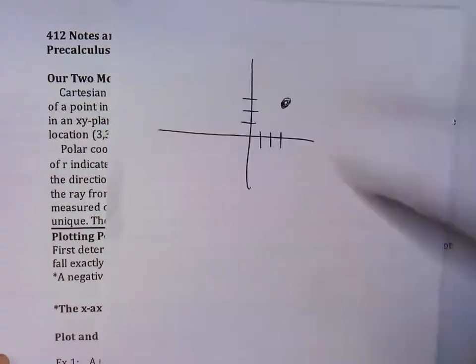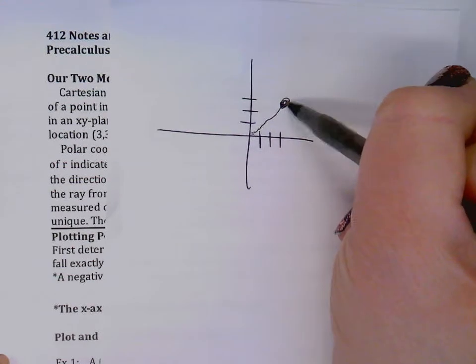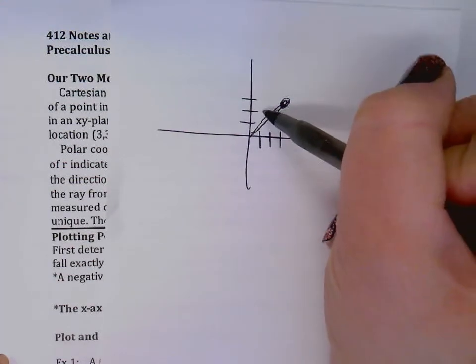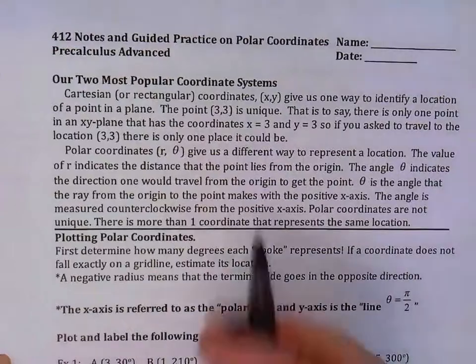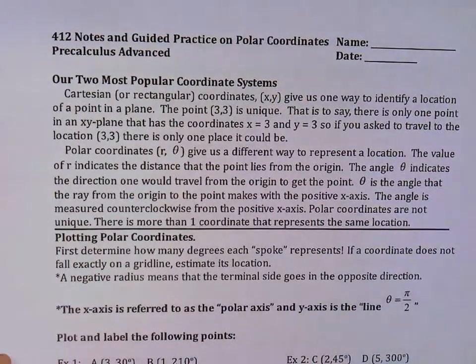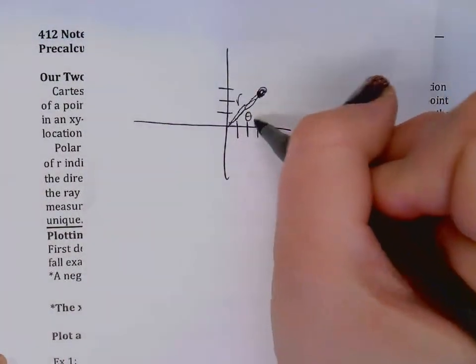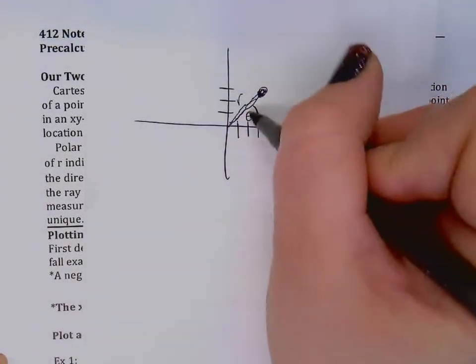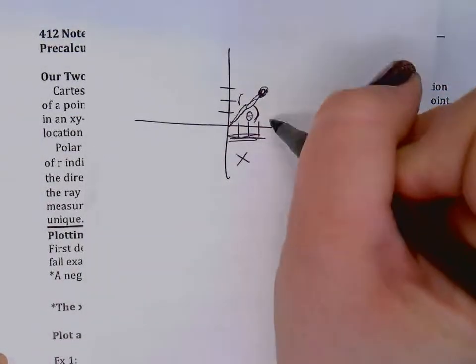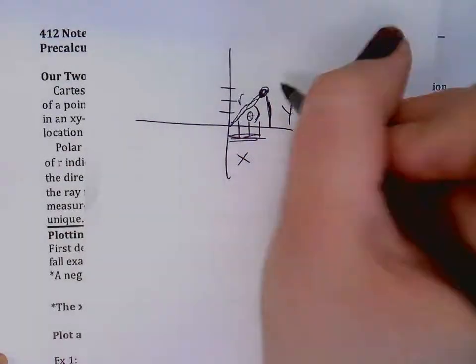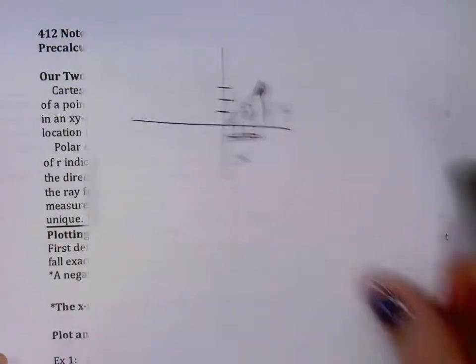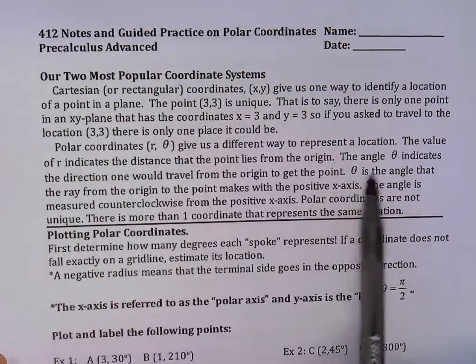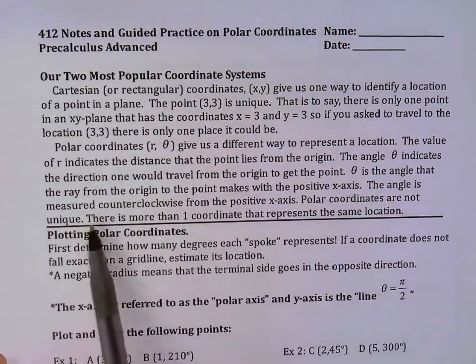So to find this point, this would be r. So I need to find that distance right there. That's r. And theta is the angle. So this is theta. So it's two completely different pieces of information, r and theta, as opposed to x and y. But you can still get to that same location two different ways. The angle is measured counterclockwise, yes.